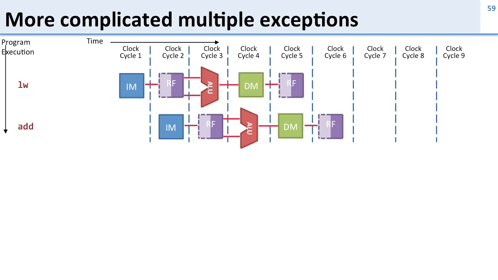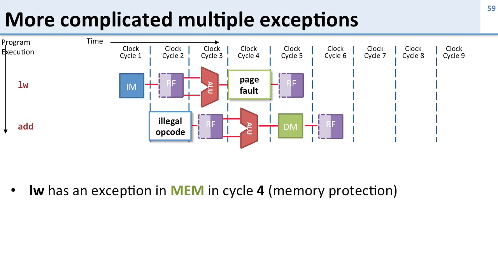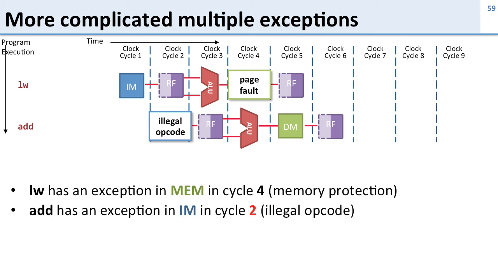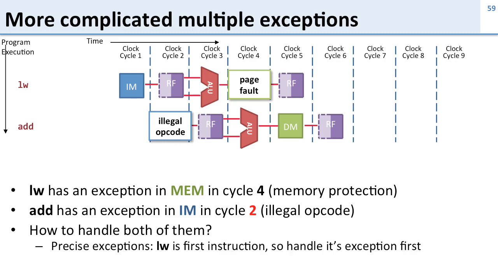We can even make this more complicated. So say the load word instruction has the same page fault exception, but now say the add one has an illegal opcode exception in cycle 2. What's the right way to handle this? Well, we have the load word, which is the first instruction, having an exception in cycle 4, and add, which is the second instruction, is having an exception before it in cycle 2. So how do we handle both of them?